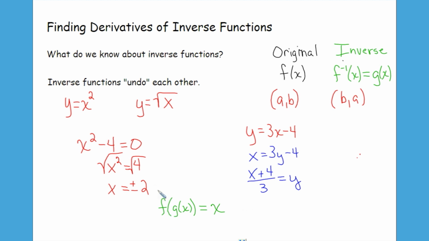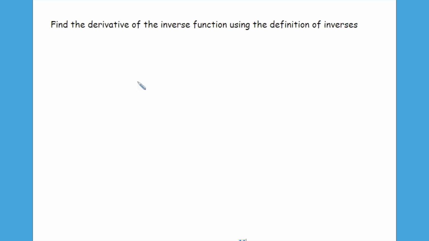So this is actually the definition of an inverse function: if you take a function and put it into the x of another function and the result is a plain x, then those two functions are inverses. And so if I took (x plus 4) over 3 and put all of that into the x of this function, it would yield a simple x, and that means that they are inverse functions of one another.